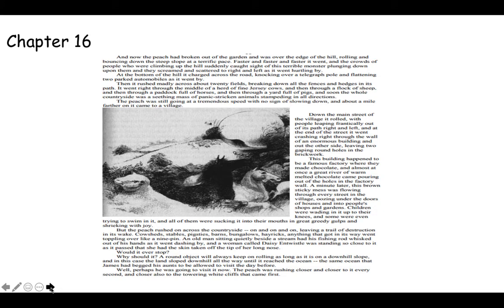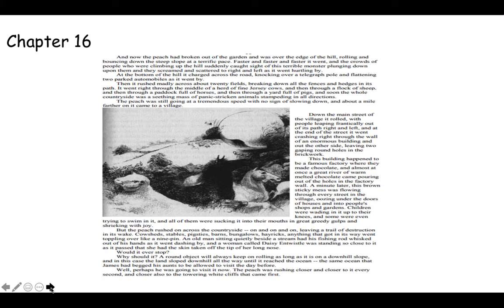Would it ever stop? Why should it? A round object will always keep on rolling as long as it is on a downhill slope, and in this case, the land sloped downhill all the way until it reached the ocean, the same ocean that James had begged his aunts to be allowed to visit the day before. Well, perhaps he was going to visit it now.